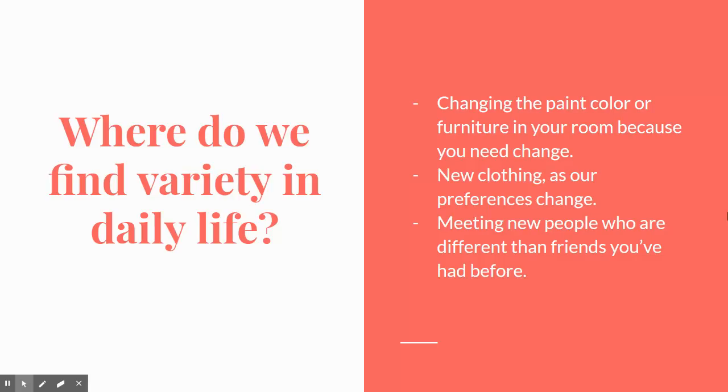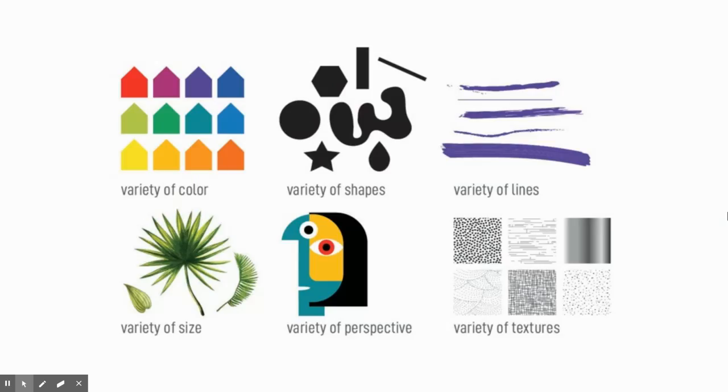Sometimes we can invite variety into our daily life by getting new clothing as our preferences change, or maybe you realize that you've been wearing the same maroon jacket for 3 years and you're like, I need a little bit of variety. So you decide to get a green jacket so you can swap them out. Also, when you meet new people that are different than friends you've had before, that gives you a variety in the types of people you're friends with, so that you have different experiences. So we can think of variety like that.